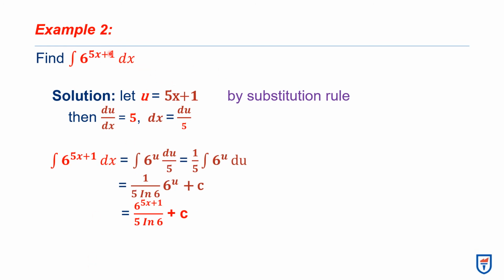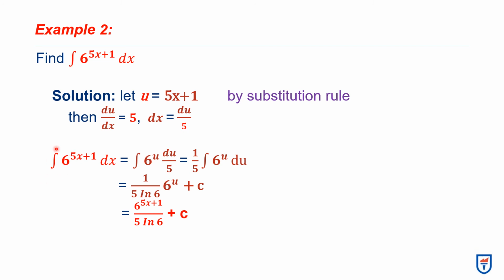Here is our second example, which says find the integral of 6 to the power 5x plus 1 dx. So here we're finding the integral of a constant to the power function. So we let u be equal to our function, which is the power. So when we let u be equal to 5x plus 1, we're using the substitution rule. We then find the derivative du dx. So du dx, when you differentiate 5x plus 1, we're going to get 5. And now we make dx the subject of the formula. Then we're going to get du over 5.